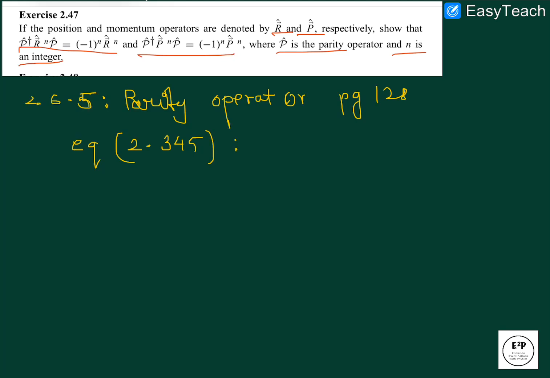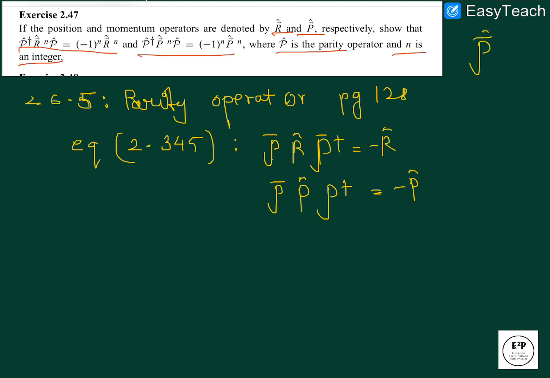The equation states that the parity operator applied on r cap gives us minus r cap, and the parity operator applied on momentum p cap gives minus p cap. I am writing the parity operator as this just to avoid confusion with the momentum operator. Now let's come back to our solution.